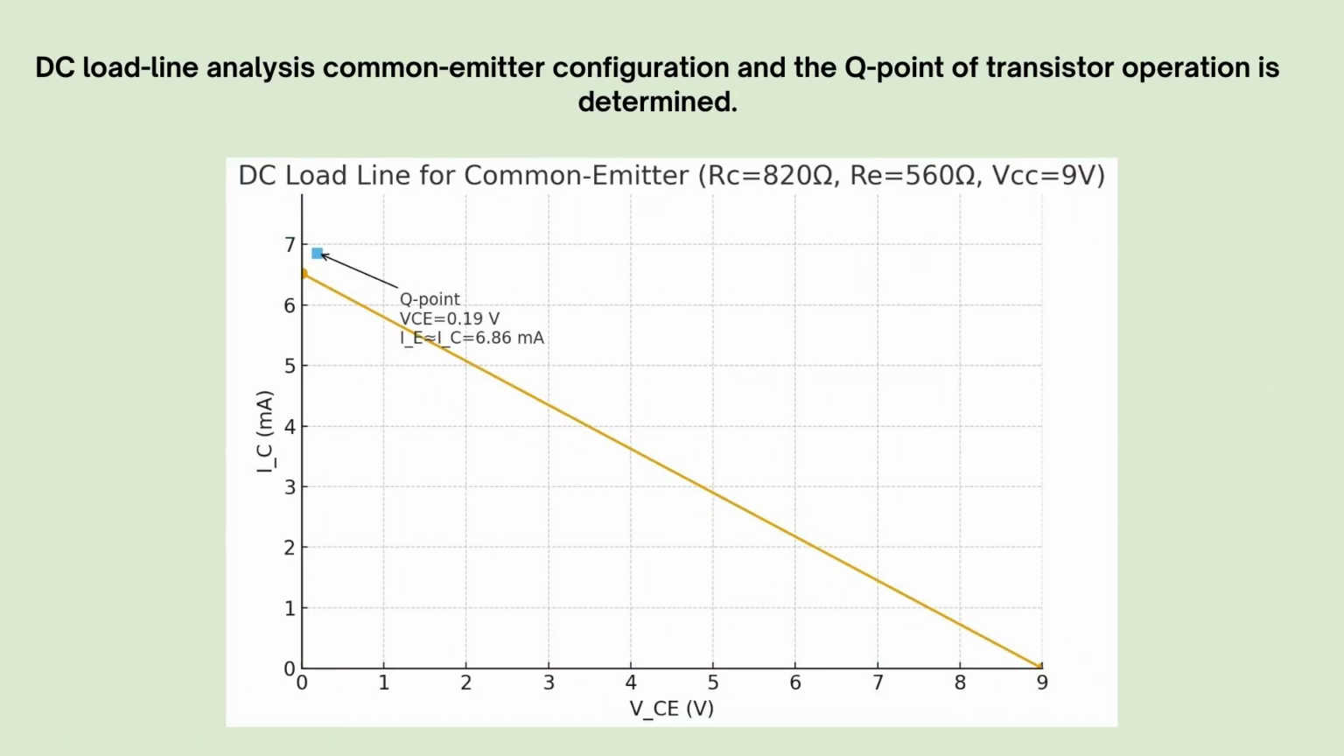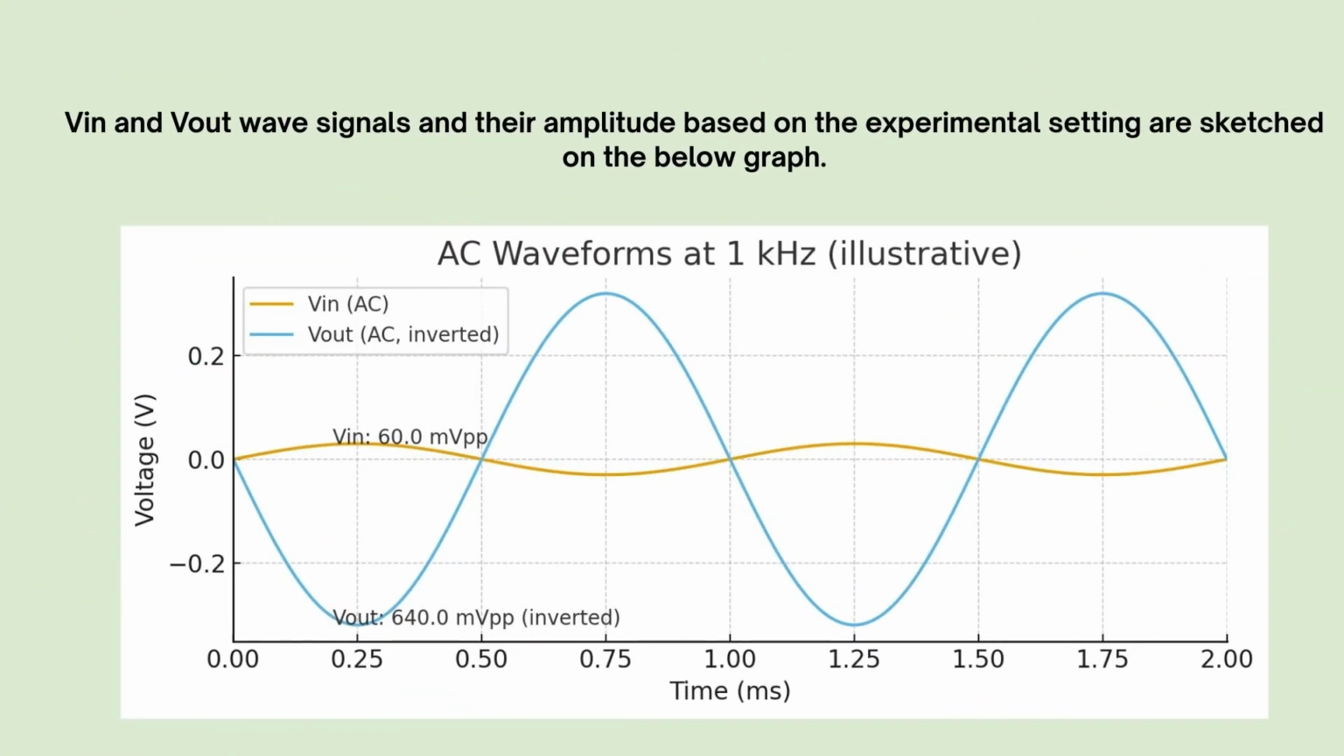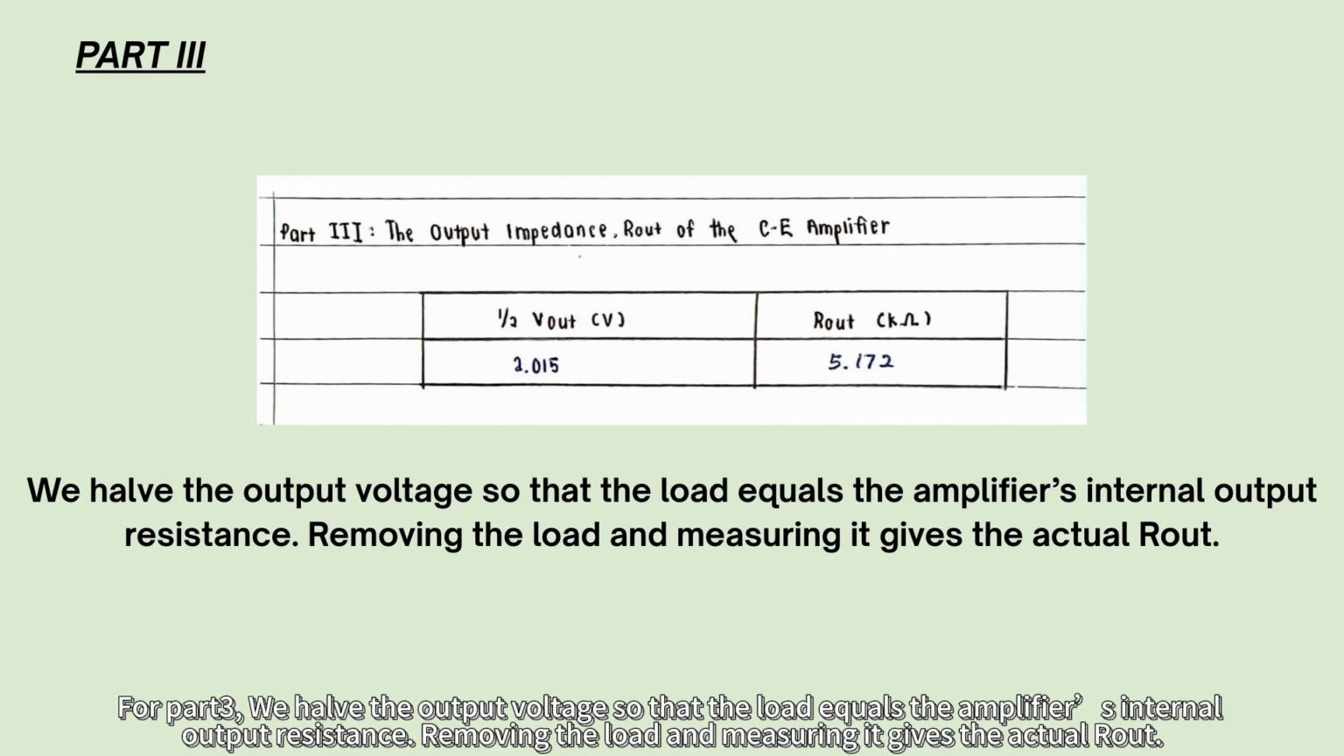DC load line analysis, common emitter configuration, and the Q point of the transistor operation are determined, and the graph is brought here. The V-in and V-out wave signals and their amplitudes, based on the experimental setting, are plotted on the graph below. For part 3, we have the output voltage such that the load equals the amplifier's internal output resistance. Remove the load and measure it to give the actual output resistance.